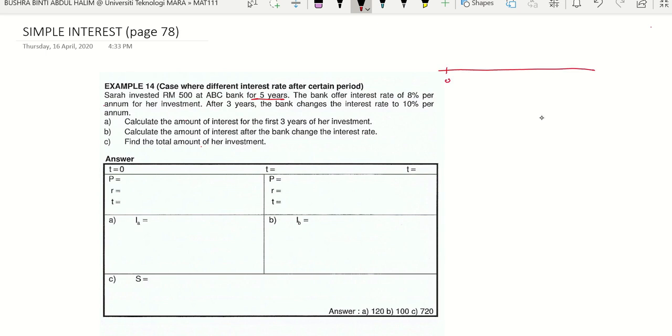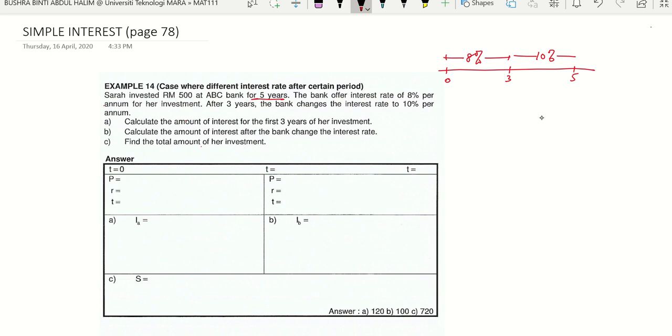So for the first 3 years, the interest rate is 8%. Okay, and then after 3 years, the interest rate change to 10%. Okay, so the first question, calculate the amount of interest for the first 3 years.